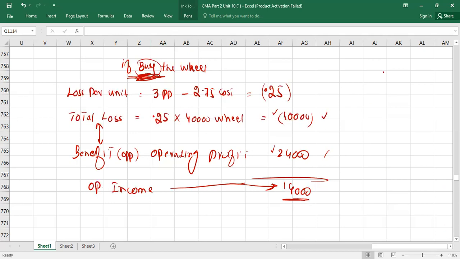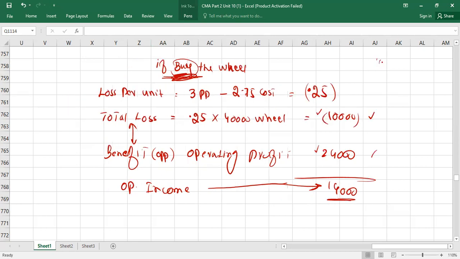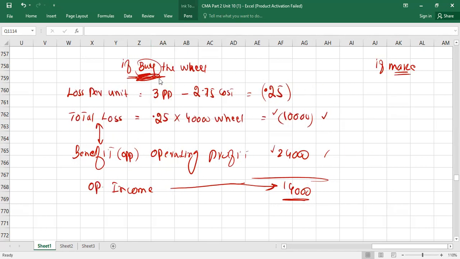Now, please remember, if you are comparing with the make option, if make, this was if buy. If you make it, obviously the cost to make is 2.75 and the purchase price is 3. So this 0.25 will become your saving per unit, a positive saving if you are making it. And once you multiply this 0.25 with 40,000, this 10,000, which was a loss if you buy, will become a profit of 10,000 if you make the product. How did you get 10,000? 0.25 multiplied by 40,000 wheels.